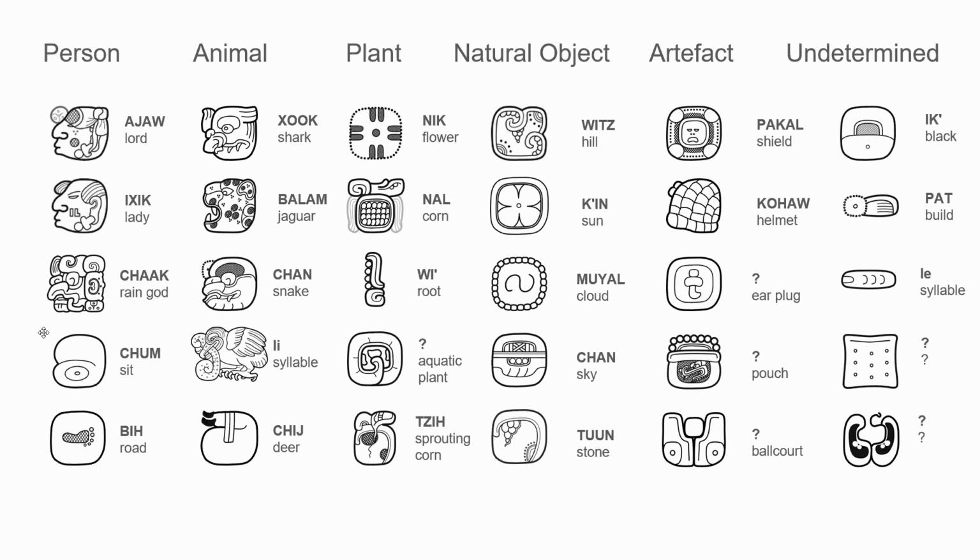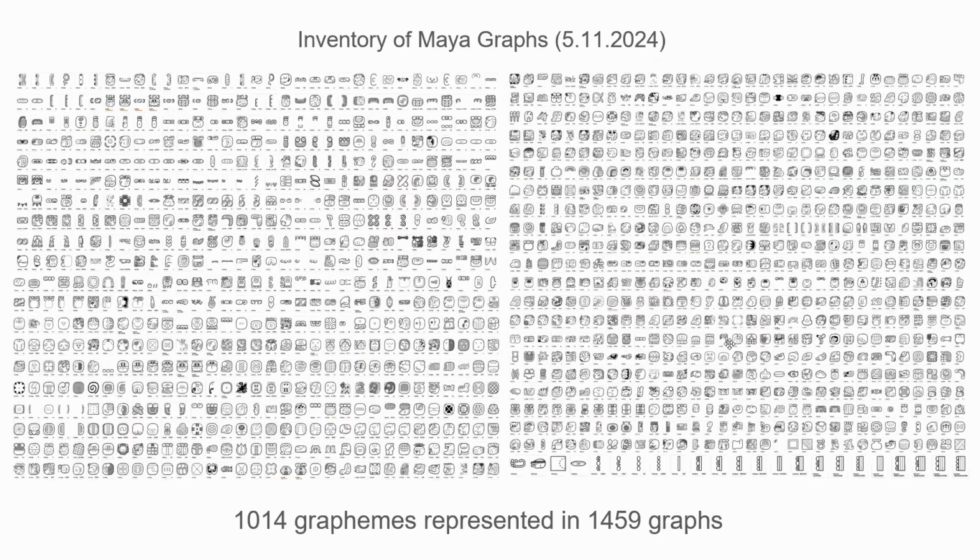For example, the very common word for the color black is represented like this, and we don't know the origin of that sign. Is it the word to build? We don't know. So we can distinguish. We can use these categories to categorize the signs in Maya writing, and this is the complete inventory of Maya glyphs that we created in our project.